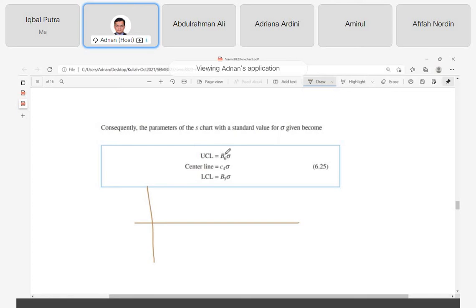Okay, so this you also can use the standard values. Okay, this is coming from the table. This is B6 and B5 is coming from the table. That also can simplify our preparation. Okay, so you can have this is for S chart, for S chart.